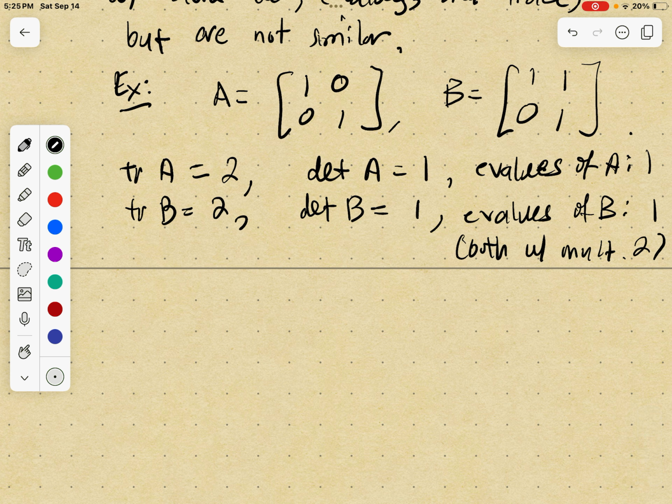Okay, so we've just shown that they have the same trace, determinant, and eigenvalues. How come they are not similar? Do you see why? Because the only matrix that's similar to A is A itself, the identity, right? Because P A P inverse is just A. And in particular, it's not equal to B. So A and B are not similar.